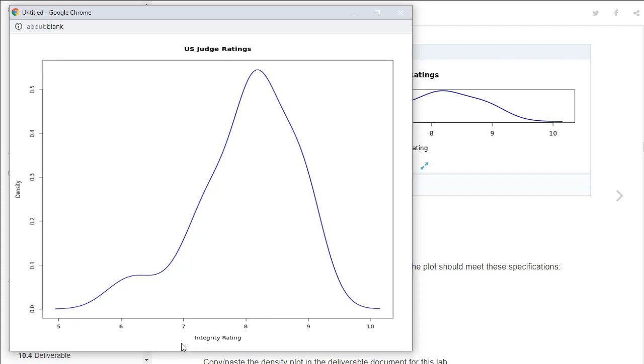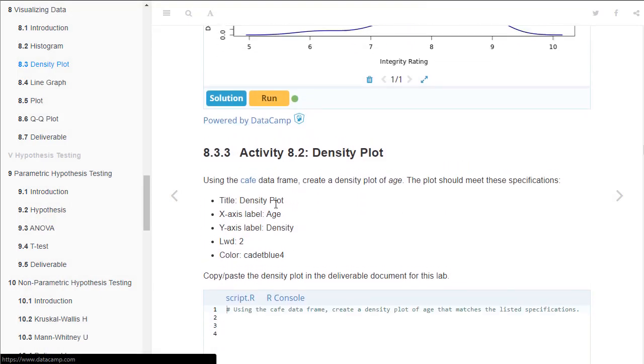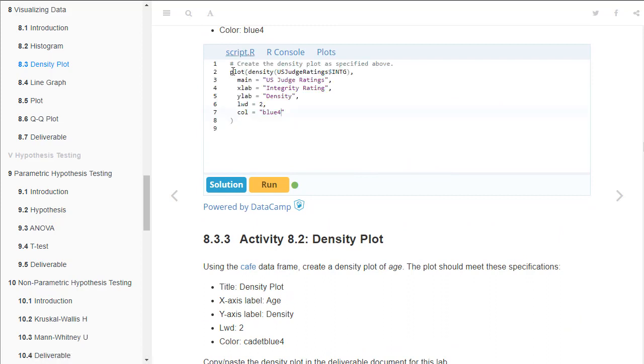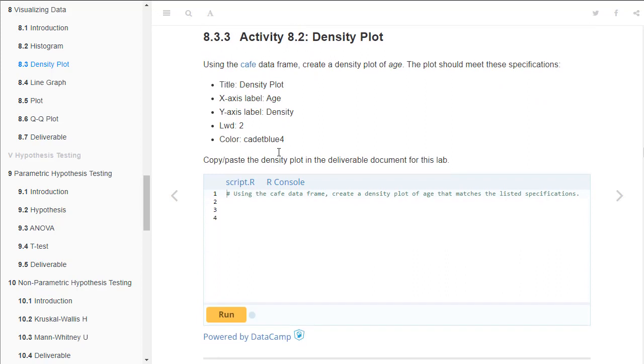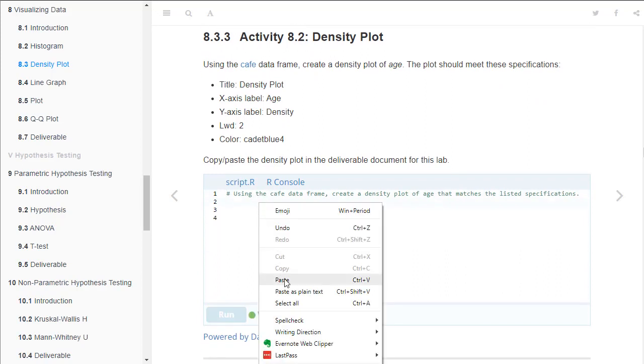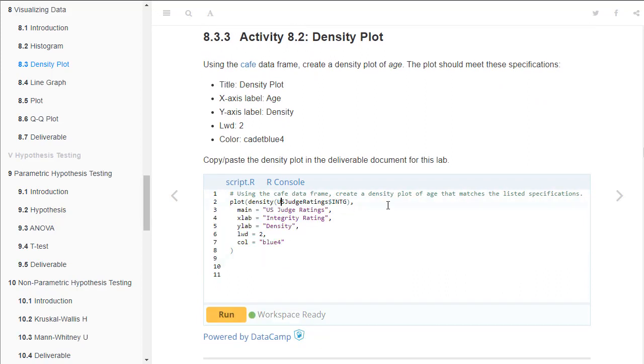And that's again a nice normal distribution. I'm going to copy all of this. And now for our deliverable, we're going to be using the cafe data frame because that's what I always use. And the age vector in there.